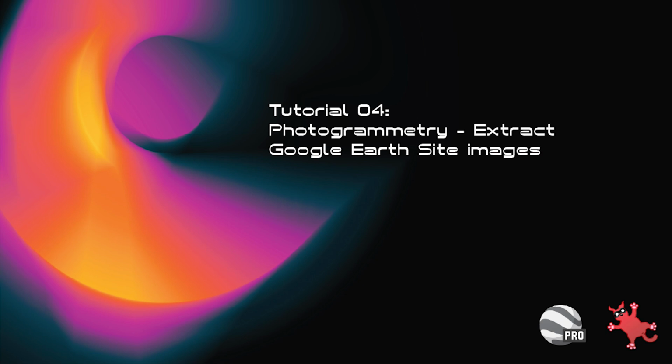This is tutorial 4, and in this one we'll be looking at the beginning of the process of creating a photogrammetry map. This is section 1 of 2, and we'll be looking at how to extract a range of different site images through Google Earth, ready to be used to create a functioning 3D form model. So let's get stuck into it.